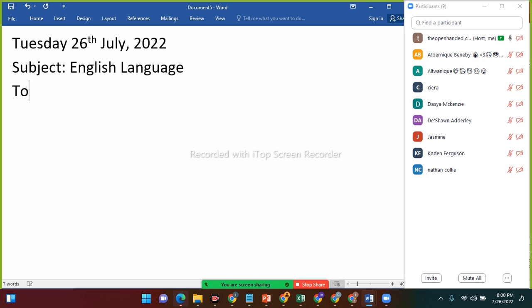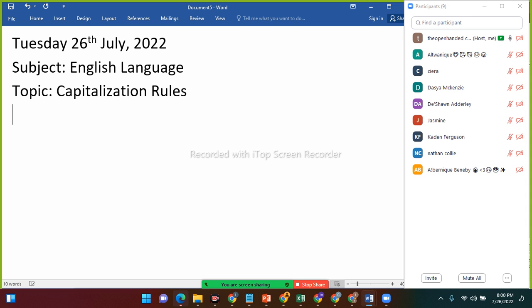The topic we're going to be looking at is capitalization rules. So how do we know when to capitalize, when not to capitalize, and so on? That's basically what we're going to be looking at, the do's and don'ts of capitalization.